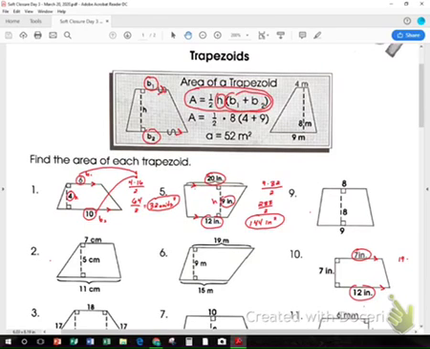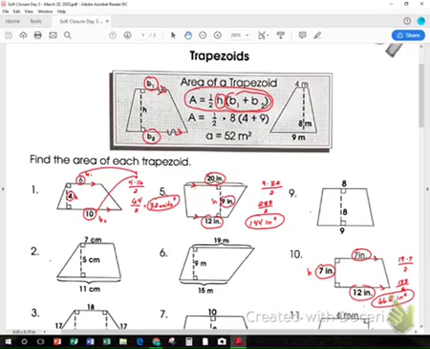Times the height. Height is 7. Divide by 2. 19 times 7 equals 133. Divide by 2. I know this is going to give me a decimal, so we got 66.5 inches squared. Cool?